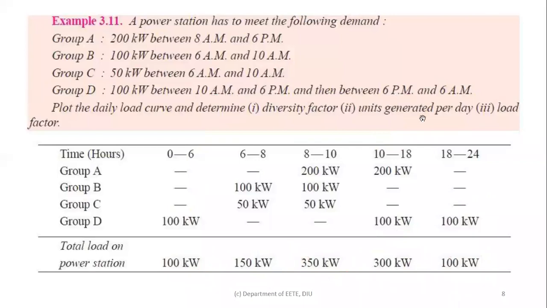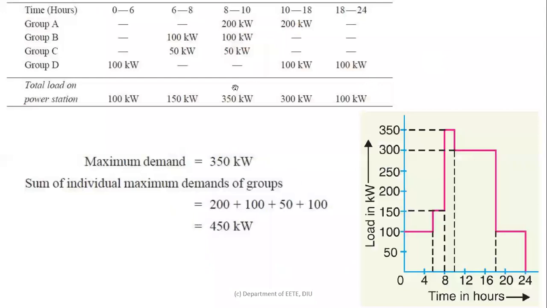Now we will move to the load curve. As you see, we need to build the load curve first. From 0 to 6, this is 100 kilowatt, so that's why we have given 100 kilowatt from 0 to 6. Next, from 6 to 8, this is 150 kilowatt. You can see that this is kilowatt on the y-axis and time on the x-axis. From 6 to 8, this is 150 kilowatt, joining with the previous diagram.